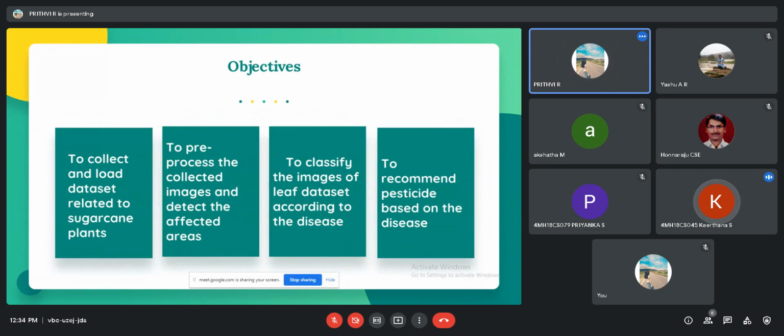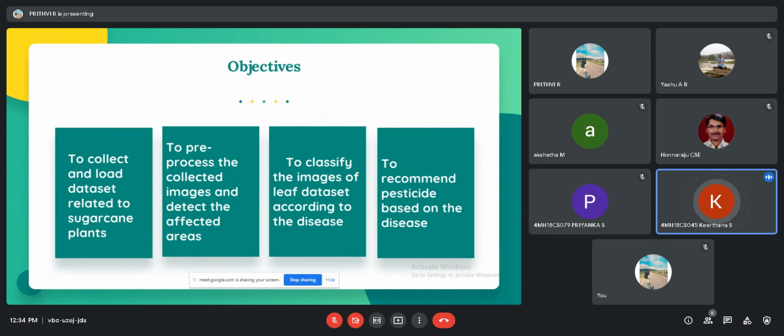Thank you, Prithvi. I would like to continue the discussion. The main objectives of the project are to collect and load a data set related to sugarcane plants, to recommend pesticides based on disease, to classify the images of the leaf data set according to the diseases, and to pre-process the collected images and detect the affected areas.